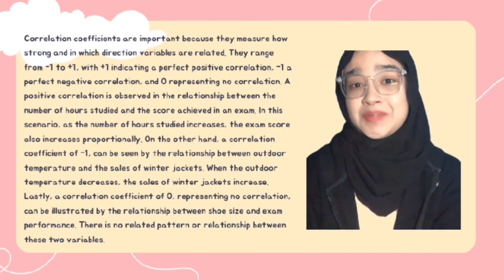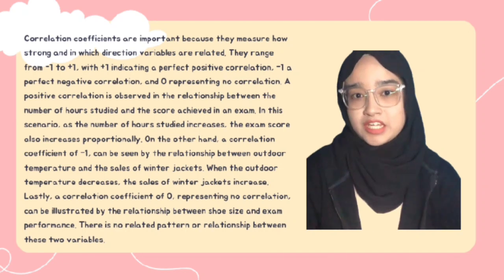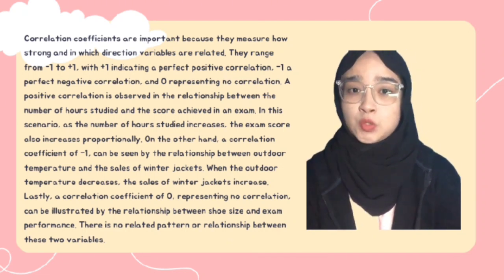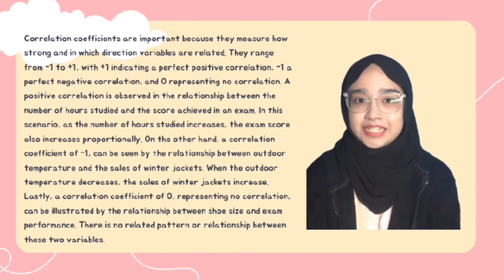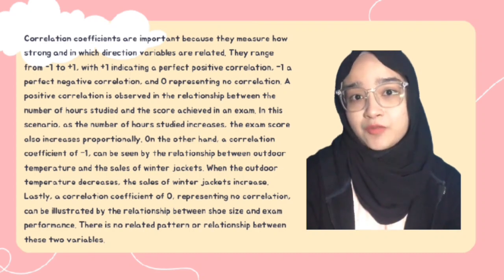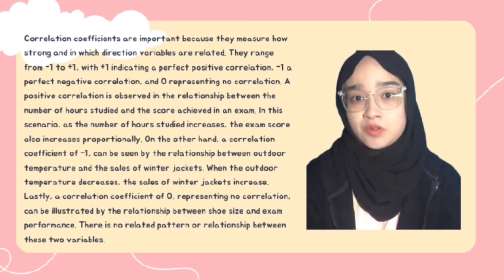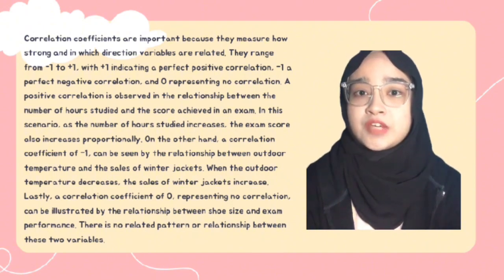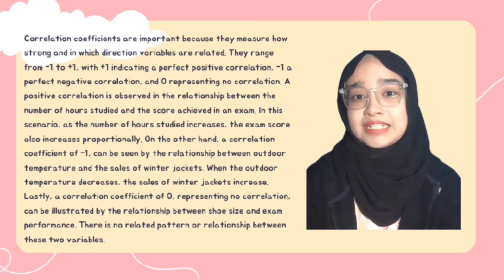Correlation coefficients are important because they measure how strong and in which direction variables are related. They range from -1 to +1, with +1 indicating a perfect positive correlation, -1 a perfect negative correlation, and 0 representing no correlation.